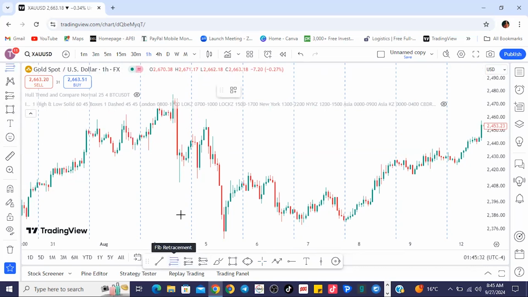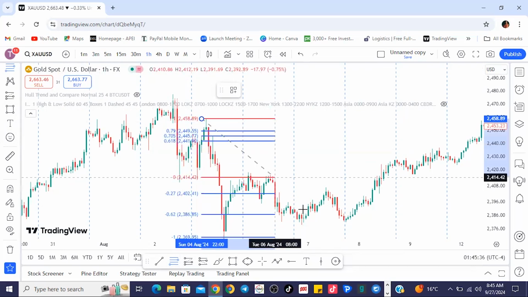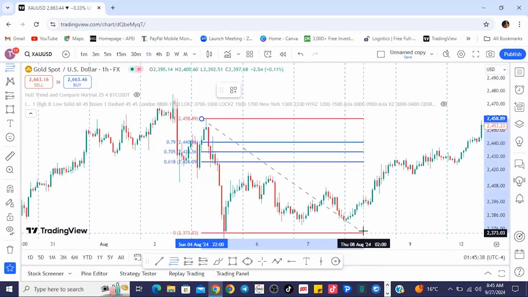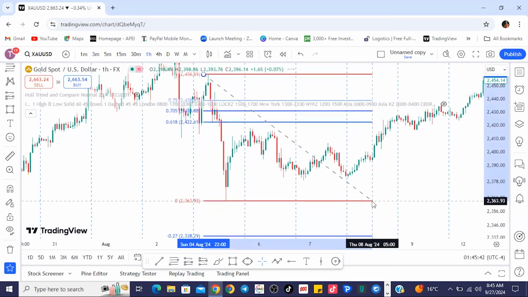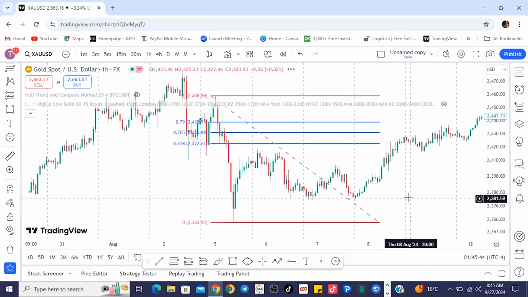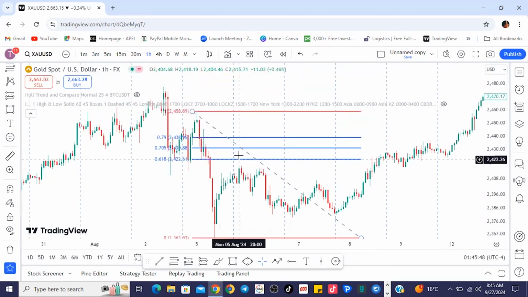So if you look at this other example here, this is a swing high, this is a swing low. This market is moving on the downside. So we have the swing high, and we have the swing low. In this kind of scenario, you can see the price came, but it did not touch our level. So what do you do in this particular case?